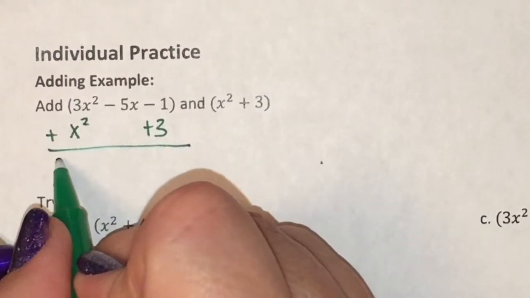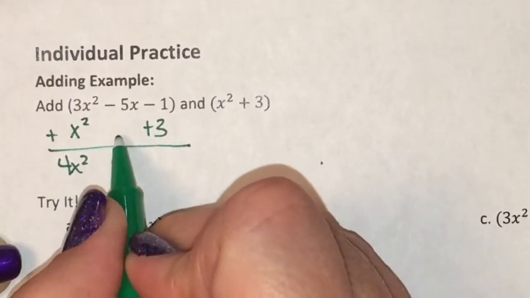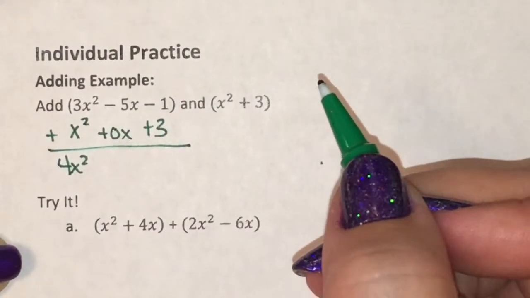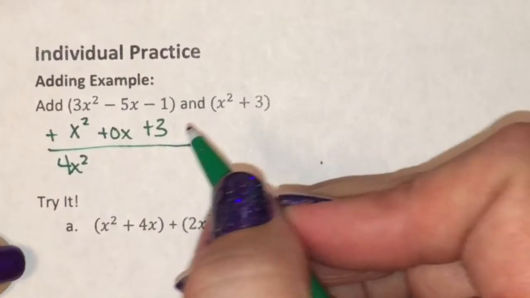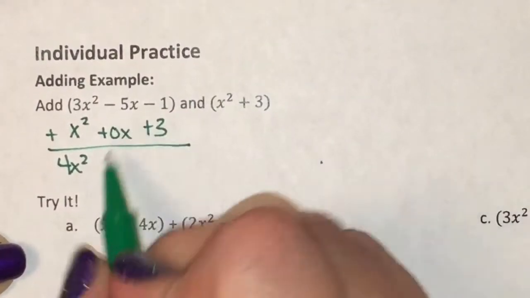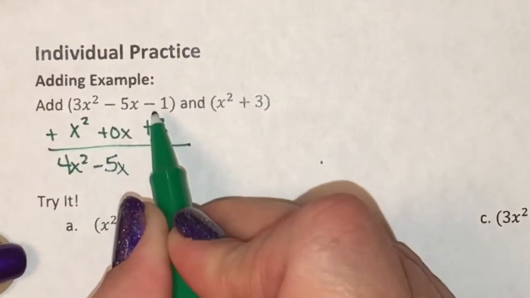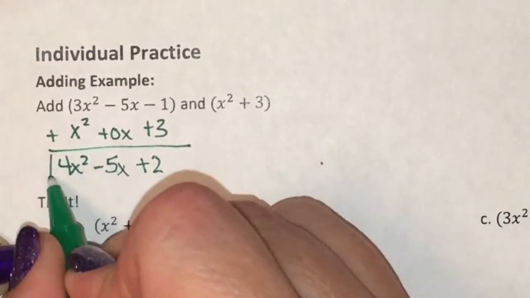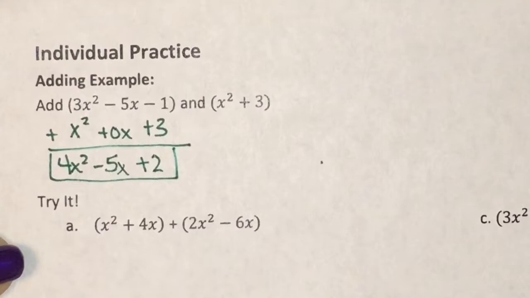3 plus 1 is 4x squared. There are no x's. So again, if you need to write that 0x there to remind yourself there aren't any x's, feel free, as long as it doesn't mess you up. Negative 5 plus 0 is negative 5x. And then negative 1 plus 3 will be positive 2. That will be that. Okay? And then I'll do the subtraction problem with you.